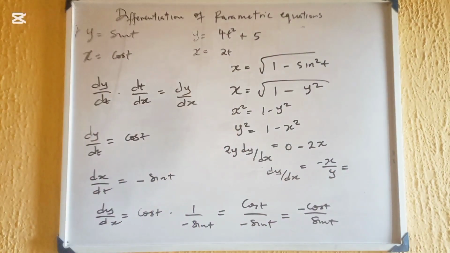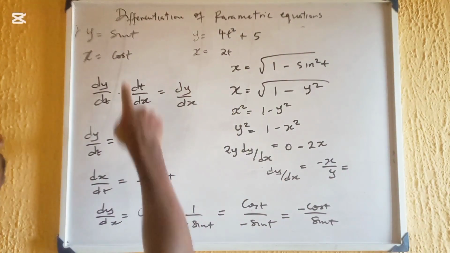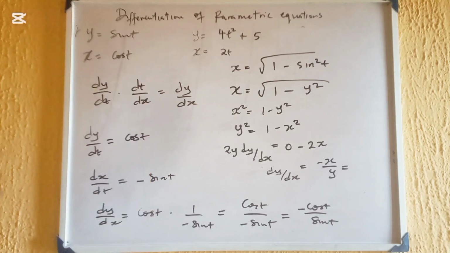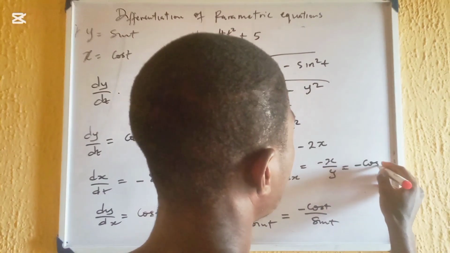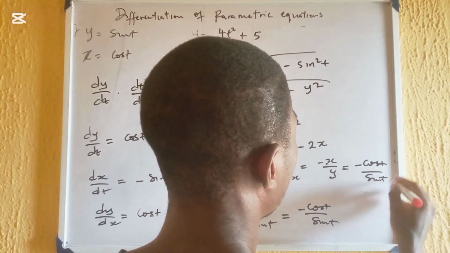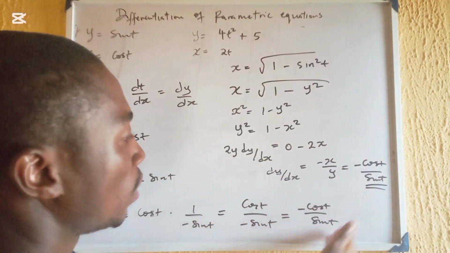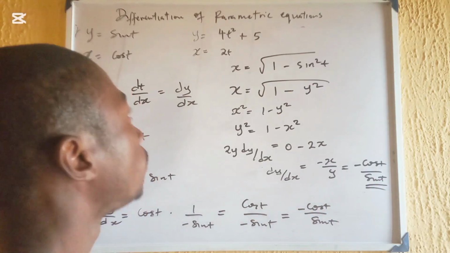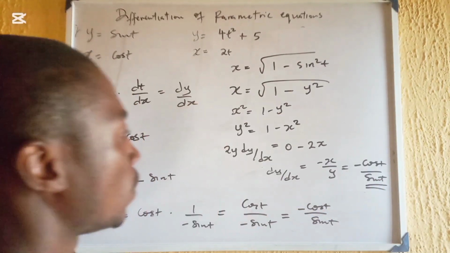What's our x? Our x is cos t and our y is sin t. So we have minus cos t over what? Sin t. You can see that both answers are the same. Let's try the next one.